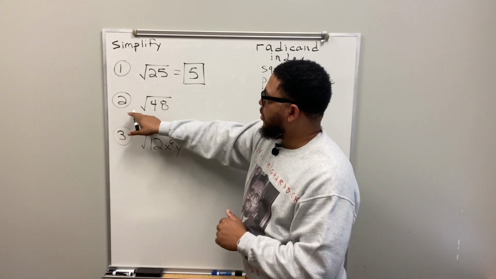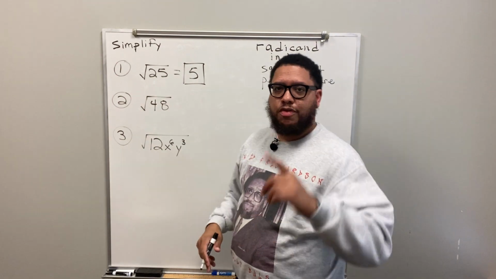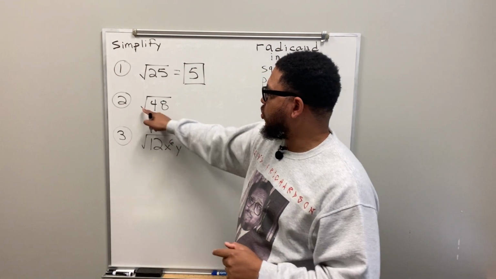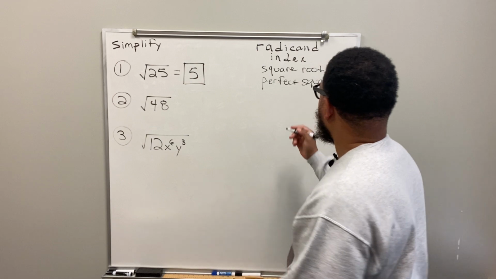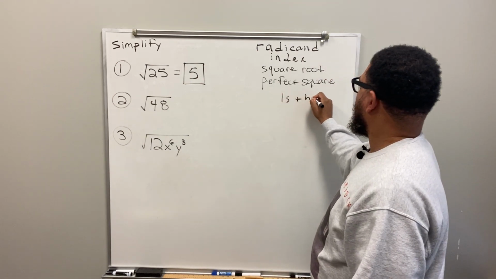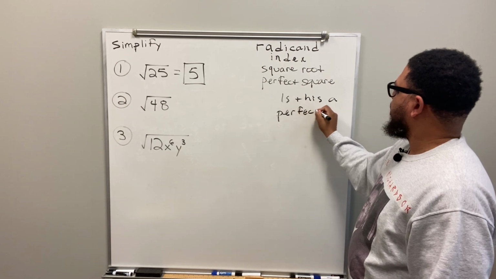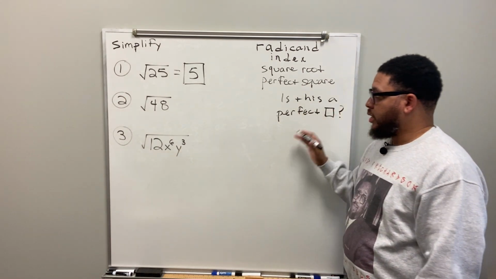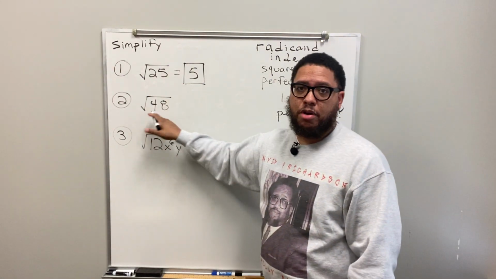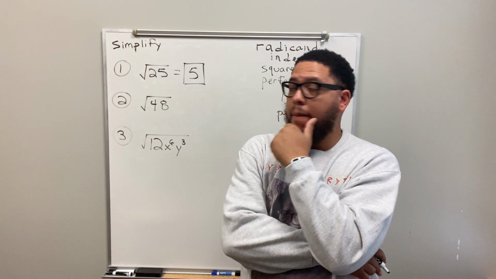Now, number 2 is telling me to take the square root of 48. The first question you should always ask yourself when you see a square root symbol is: is this a perfect square? So is 48 a perfect square? That's your first question you've got to ask yourself.